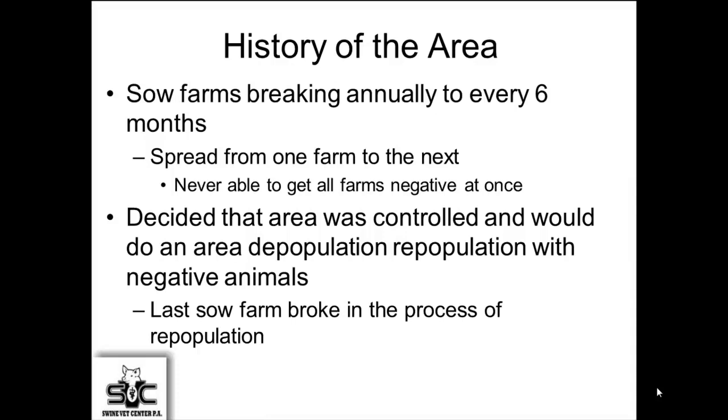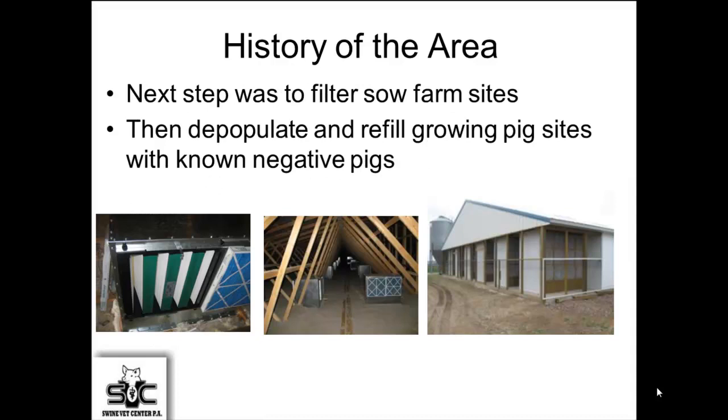We decided, quite a few years ago now, to try a depop repop in the area and see if we couldn't clean it up, because we controlled the area. We thought there was an opportunity here. So we did a depop repop. We got the last sow farm ready to repop, and it turned positive. So we decided that strategy didn't work. Then filtration was becoming more popular and more reasonable, so the next step we took was to filter the sow farms and then try to repopulate the finishing area once we got the sow farms sourced with known negative pigs.